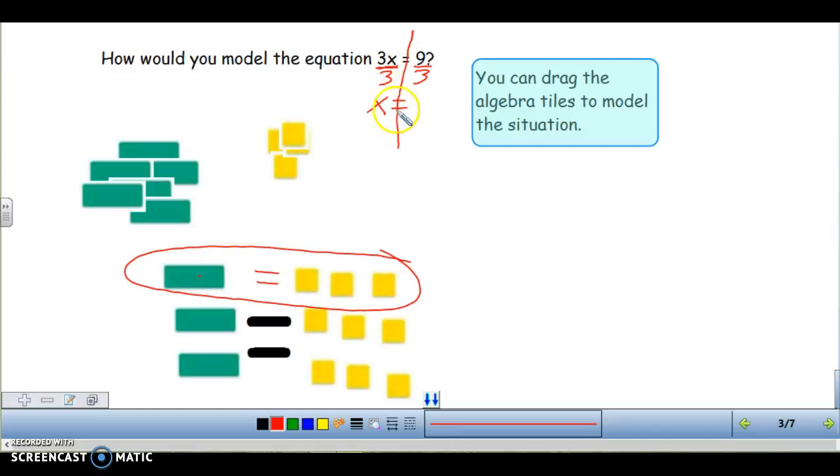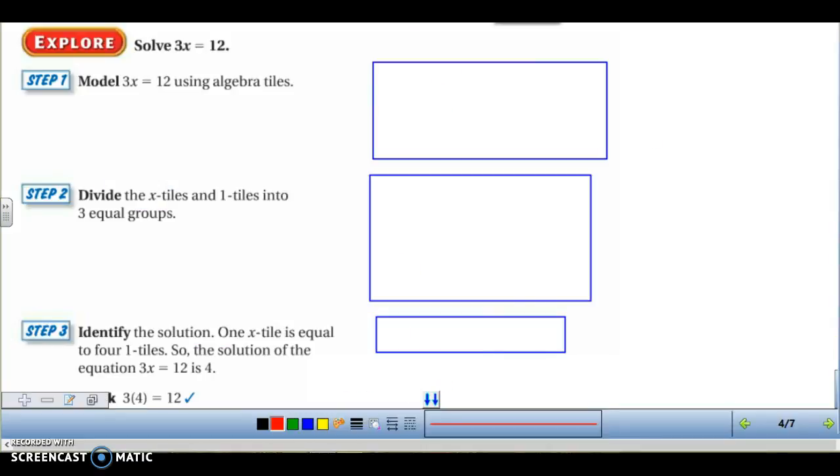And we keep our equal sign lined up. And 9 divided into 3 groups, well, we did that down here. You'll notice that we have the 9 divided into 3, and your answer is 3. So the modeling of it and the algorithm are equally important.